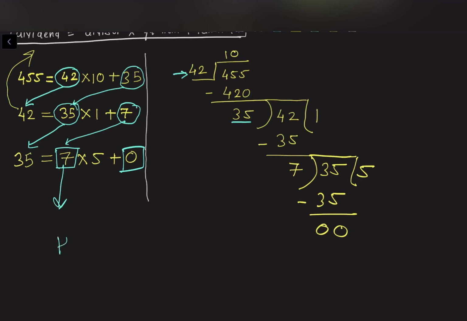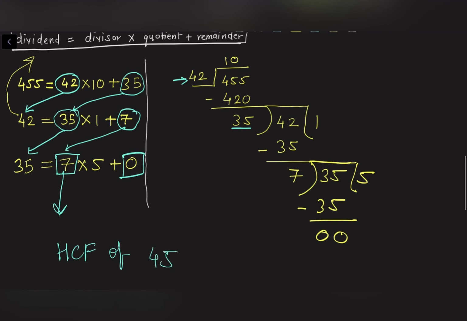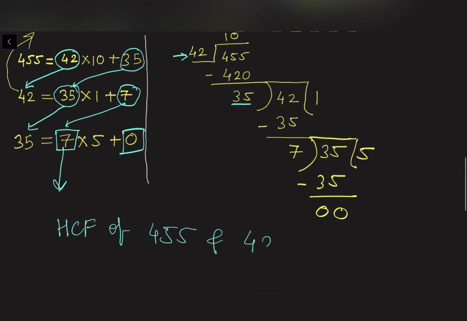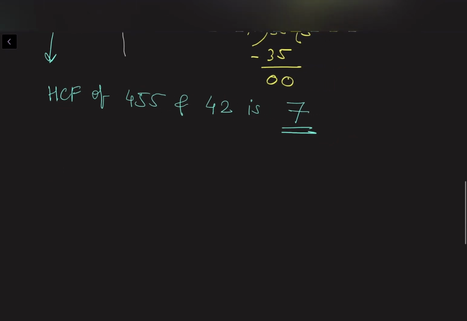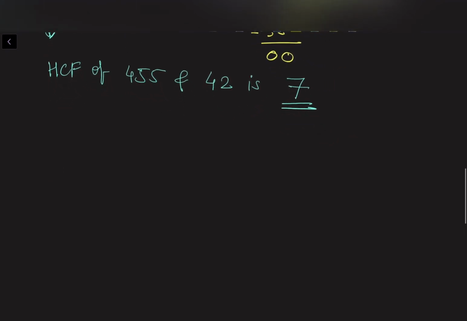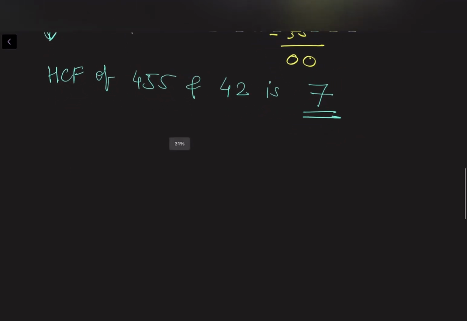So the HCF of 455 and 42 is 7. Okay, so 7 is the HCF of 455 and 42. If you want to verify that 7 is the HCF of 455 and 42, you can do it by factorization and check. Okay, so let us check if 7 is the HCF or not. Let us verify it.